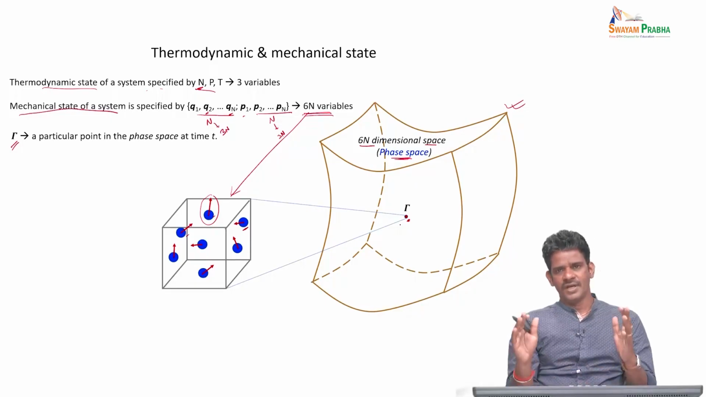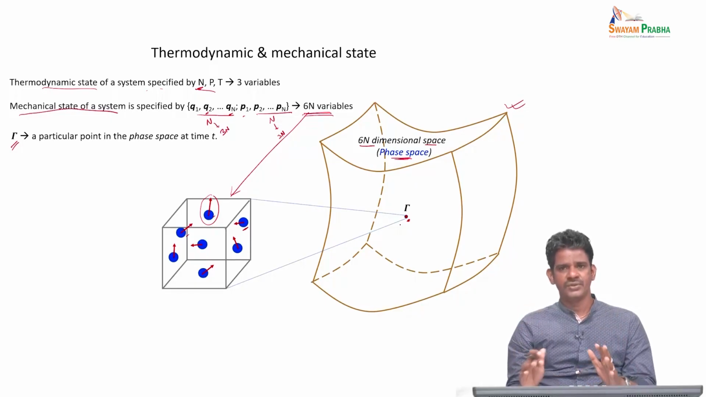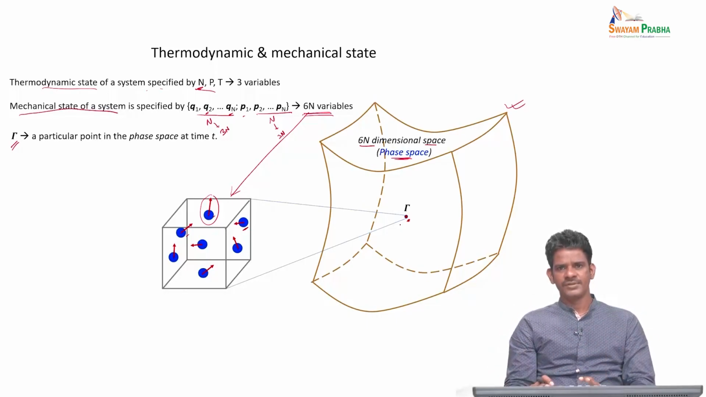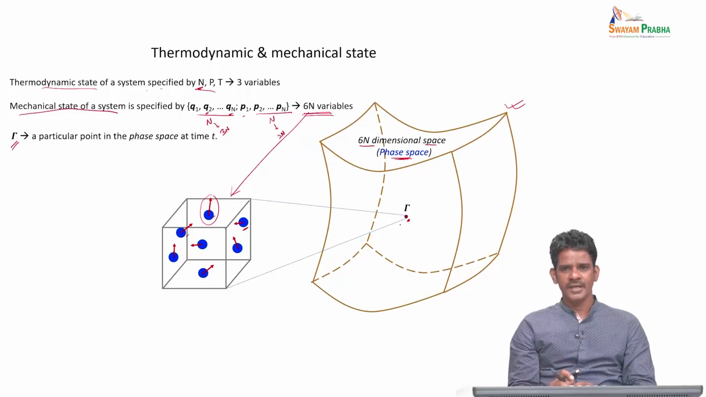So now we have 2 points of view. One is to think in a macroscopic way: the entire system is made up of a certain overall temperature, pressure, and number of molecules. That's one way of looking at it. Another approach is a microscopic approach, where each and every particle's position and momentum is specified at any given point of time in what is called phase space, which is a 6N dimensional space.